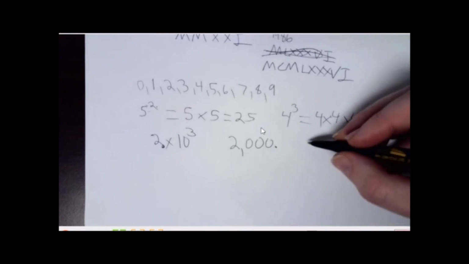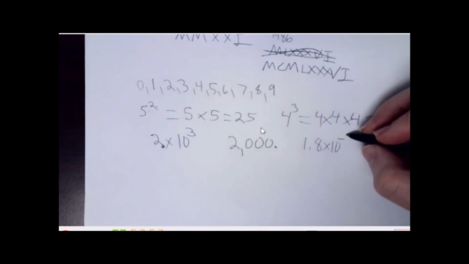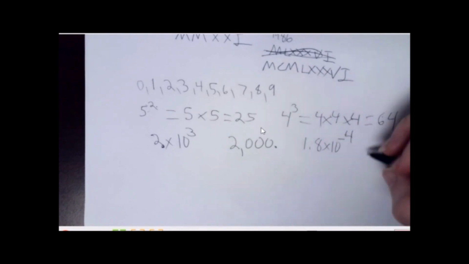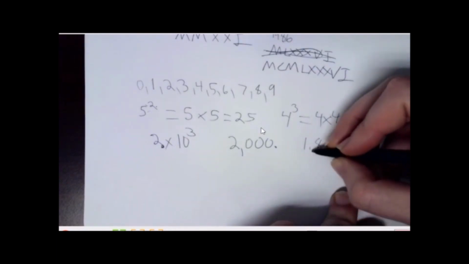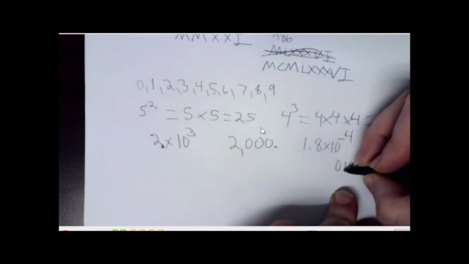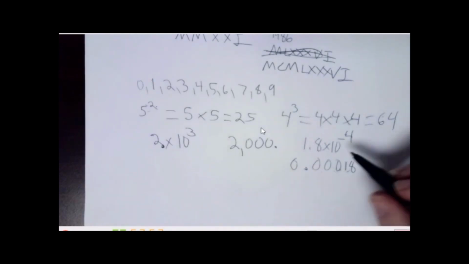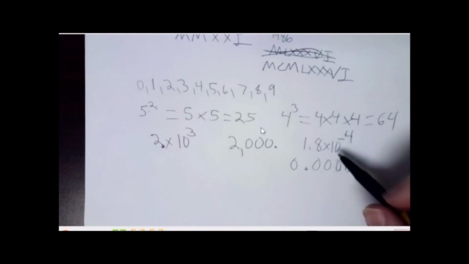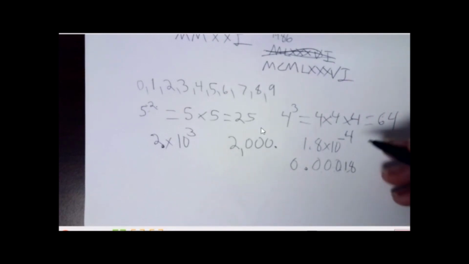On the alternative, if I have 1.8 and I have a negative exponent, I would move the decimal to the left. So I'll move the decimal: 1, 2, 3, let's see, 1, 2, 3, 4. We moved it 4 to the left. So we've essentially turned this number from this number.